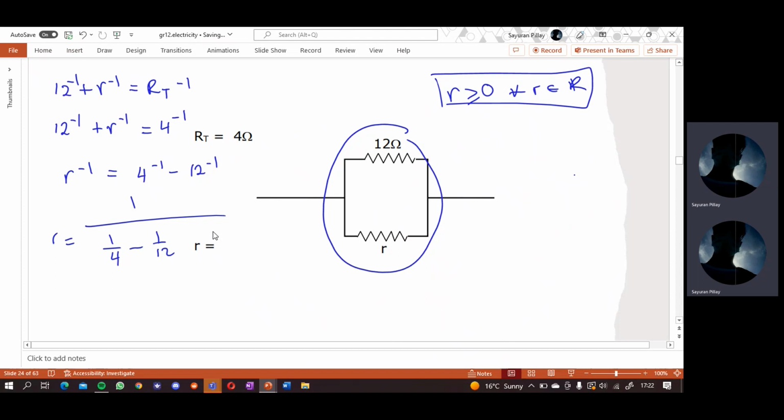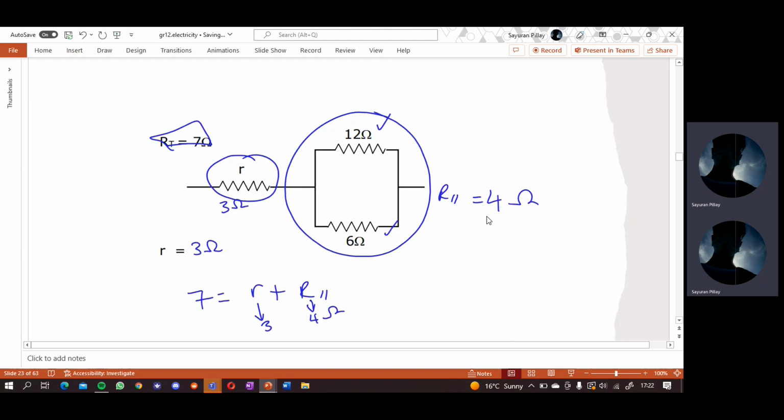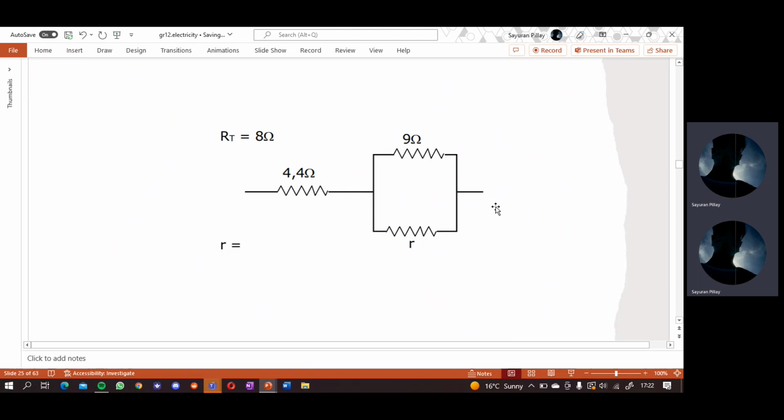You should be working ahead of me, minus 12, inverse of that, and I'm getting an answer of 6, right? So R has to be 6. And if you check that, if you say 12 inverse plus 6 inverse, you will get 4 inverse. And actually, we did do that here. See, 12 plus 6, R parallel is 4, so it is correct. And now let's do that again.